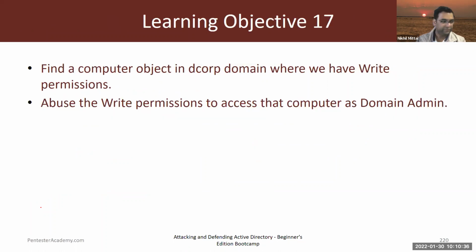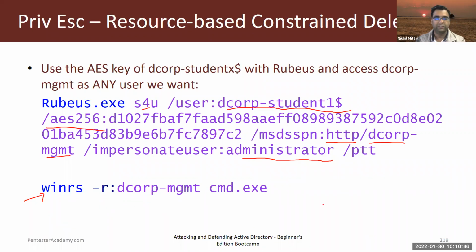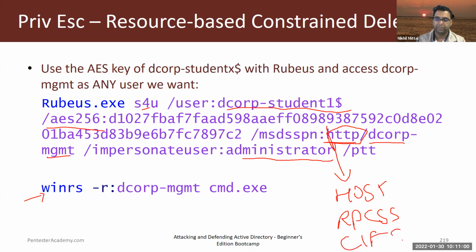The learning objective we have seen in the previous session already, so I don't think there is any need to redo it. The question here is, in place of HTTP, can we use host? Yes, any SPN. In place of HTTP, you can use host, for example, RPCSS. You can also use CIFS, for example. You can use host plus RPCSS for WMI. You can use CIFS plus HTTP for PSExec, and so on.